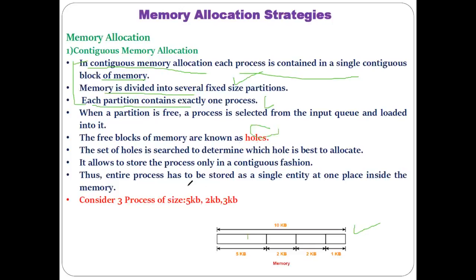So whenever a process requires memory, these free blocks or holes are searched. And then whichever hole or block is available, the particular process gets its memory. That is the reason I have mentioned in the last point that the entire process has to be stored as a single entity at one place inside the memory. So that is called contiguous memory allocation, where each process gets stored into exactly one partition of the memory, where partitions are pre-divided.